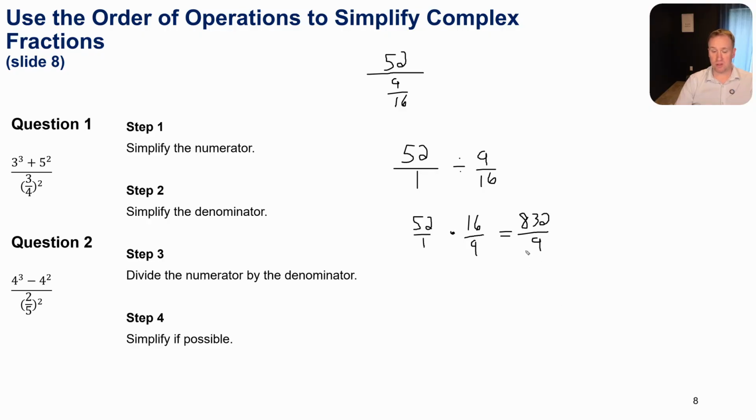Now, 832 divided by 9 does not have a common factor. So 9 can't be divided by 2, and since 3 and 9 do not go into 832 either, this is actually as simplified as you can go. Now, you can change this, though, to a mixed fraction. In mixed fraction form, this would become 92 and 4/9 here. Okay, so that is my answer for question number 1 here.